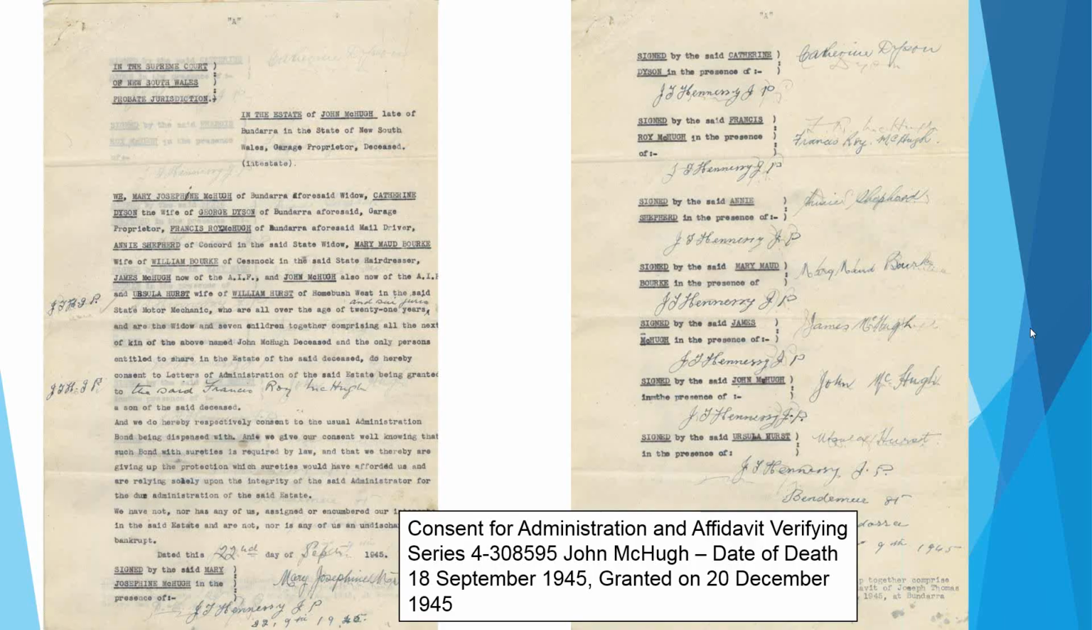The next document that you're going to see is the consent for letters of administration to be issued. And this is a document in this particular situation which was signed by the man's widow, John McHugh's widow, and all 7 of his children, and has the added advantage of showing the married names of all the daughters and includes all of their signatures there. So it's quite a wonderful document itself.